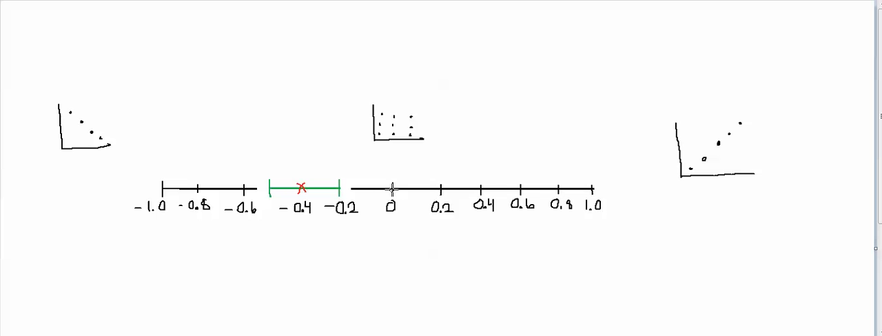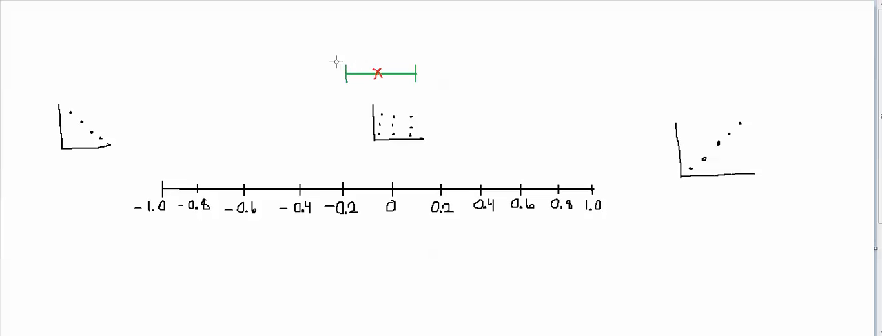So when the population correlation is down in the negative area, you're more likely to get a sample correlation further down into the negative area down here. If the null hypothesis is wrong and the population correlation is somewhere up here in the positive area, you're likely to get a sample somewhere in the positive area up here around the actual population correlation. Which is in the positive area.